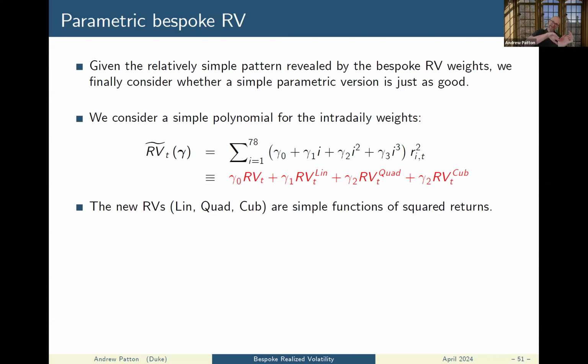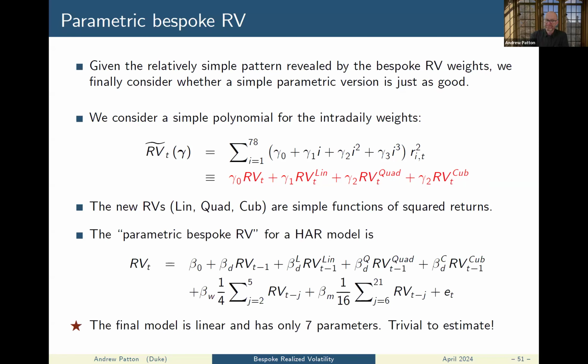And I'm pointing like it's going from low to high. That would be true if gamma 1 was positive. It could have gone the other way. Then we have quadratic weights and cubic weights. What's interesting about this way to approach the problem is that each one of these 4 things can be computed before you get to the estimation step. These are just weighted sums of squared returns. No estimation needed. So almost free once you have the data. These are very cheap to compute.